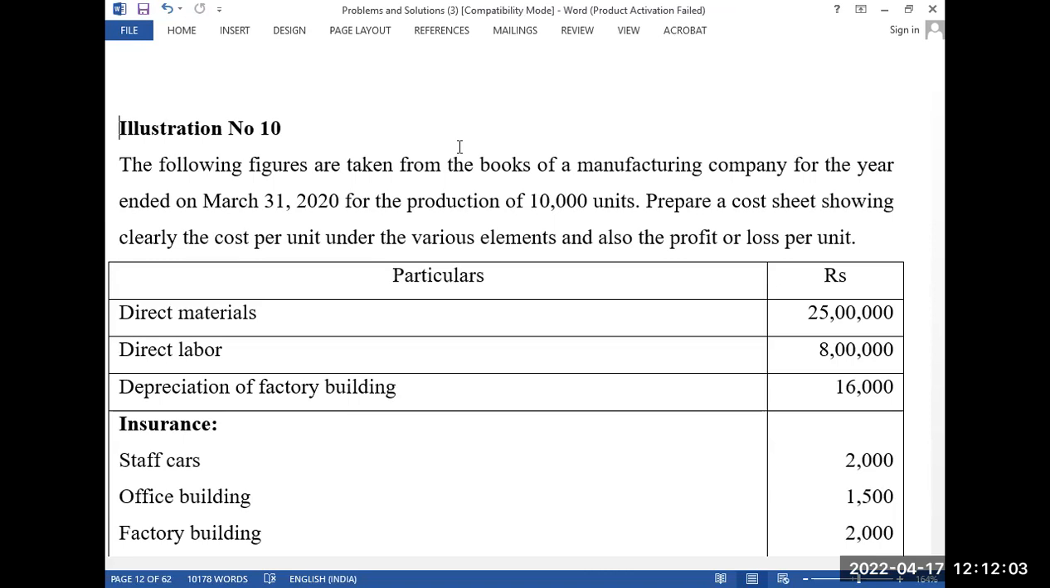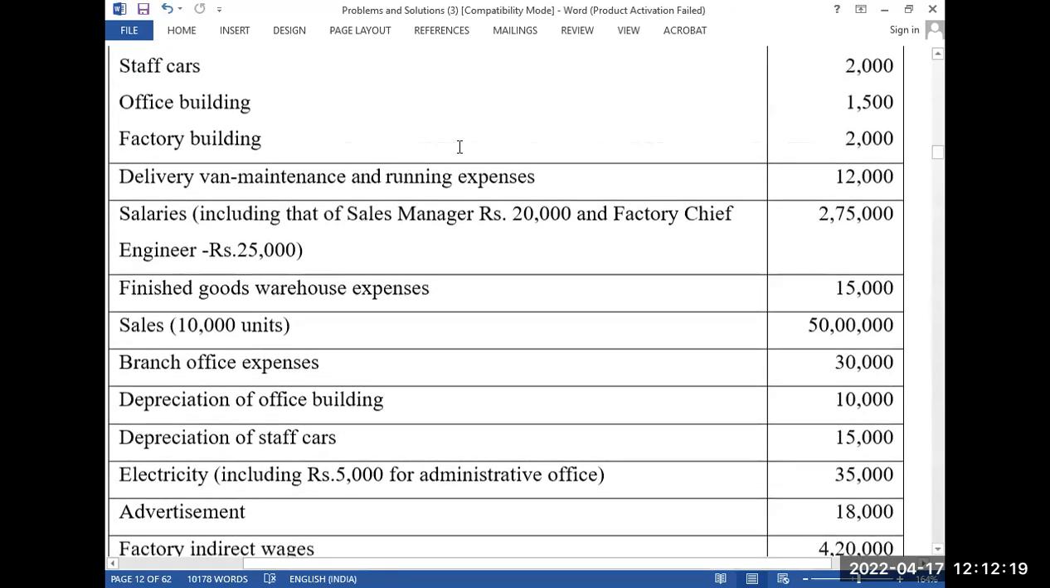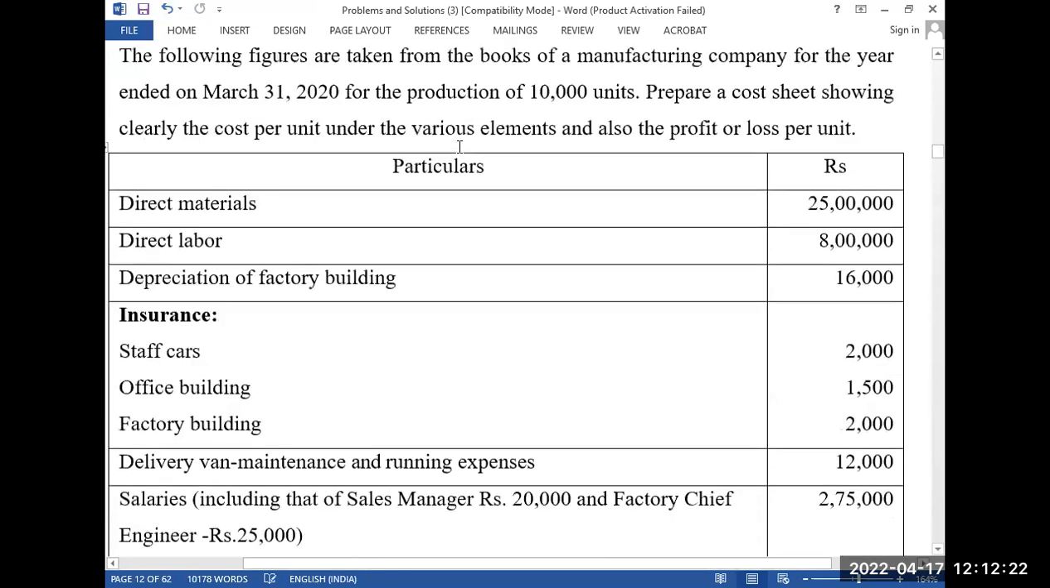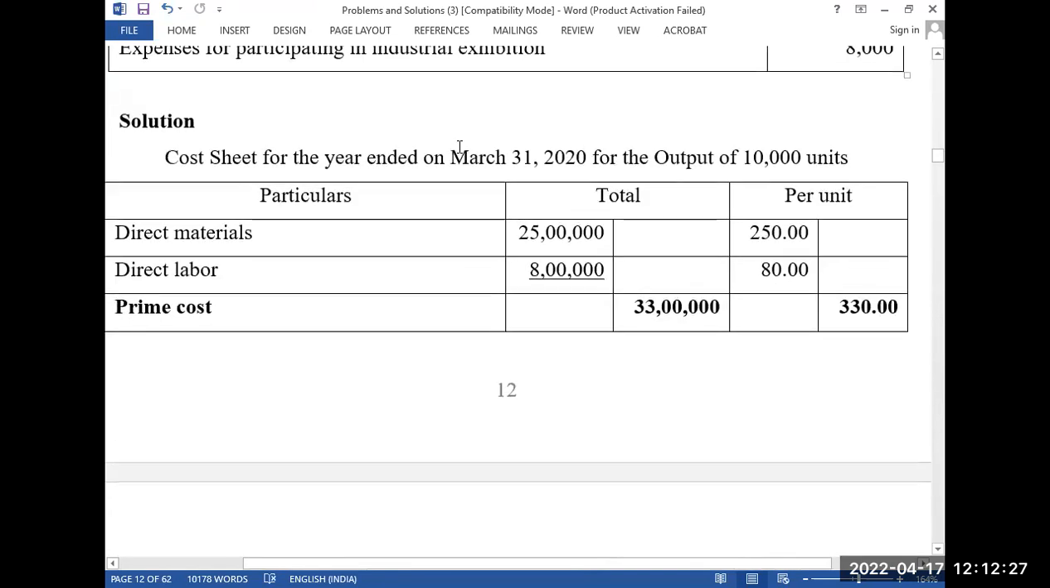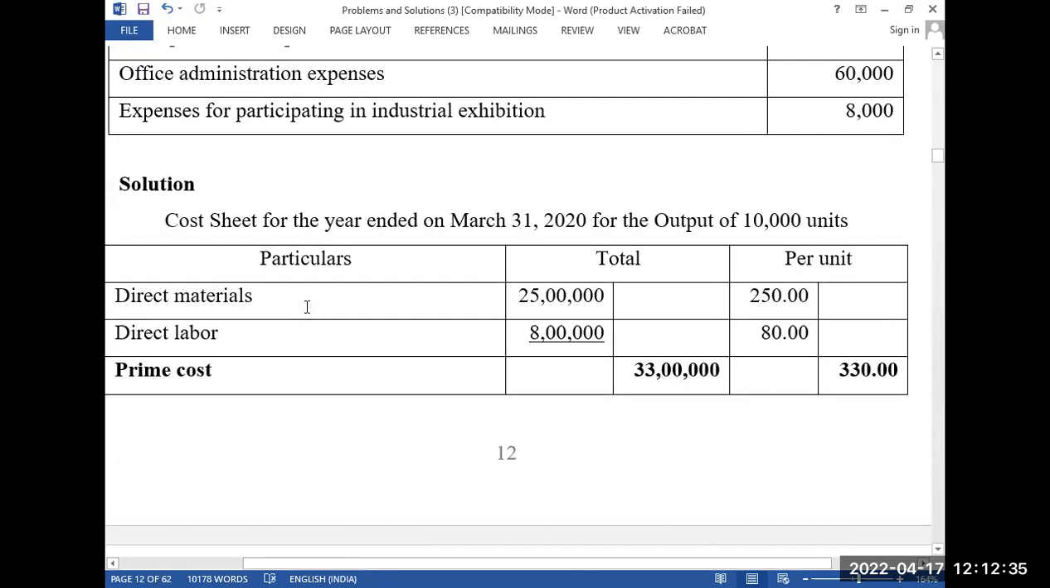Direct material is 25 lakhs. Direct labor is 8 lakhs. Depreciation of factory building 16,000. Insurance. So, once again, what is the prime cost here? 25 lakhs plus 8 lakhs plus 16,000. Why 16,000? Since it is given near to that, you are adding that also. Look at this. 33 lakh is the prime cost, only direct labor and direct material. There is no direct expense given in this question, so we are ignoring it.